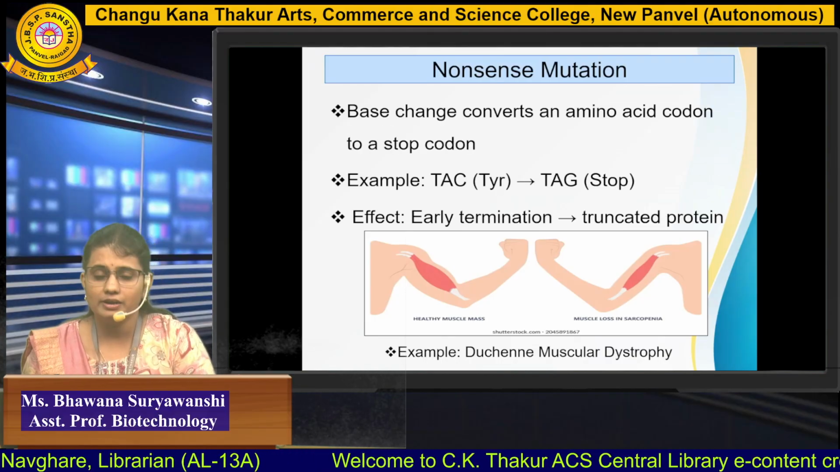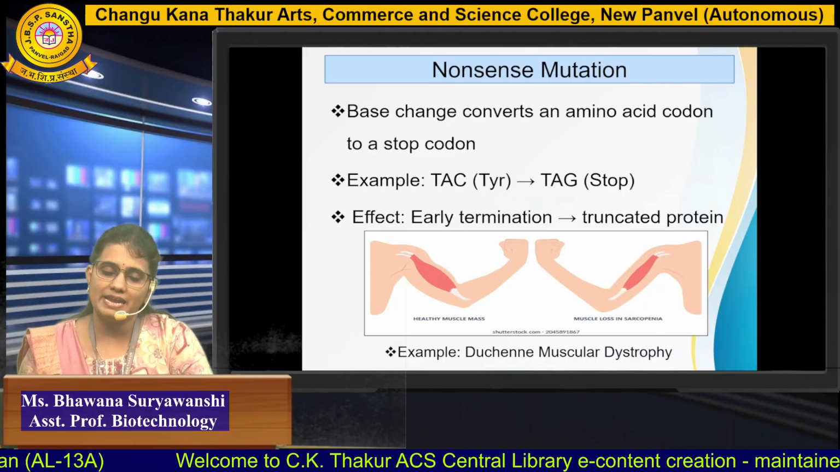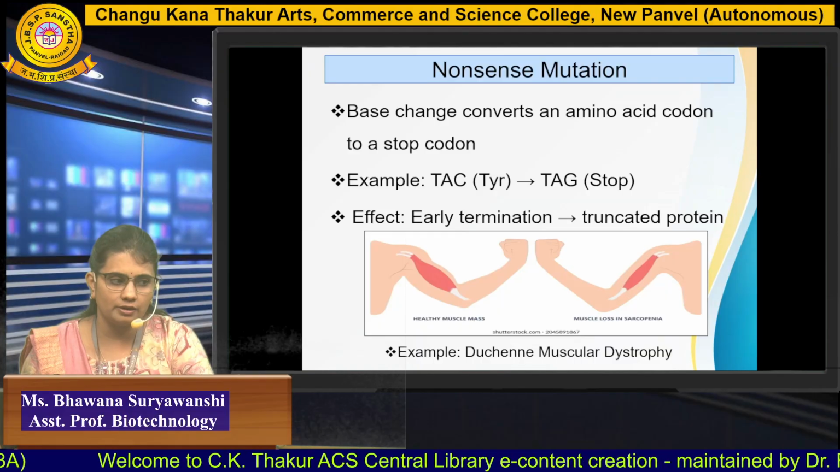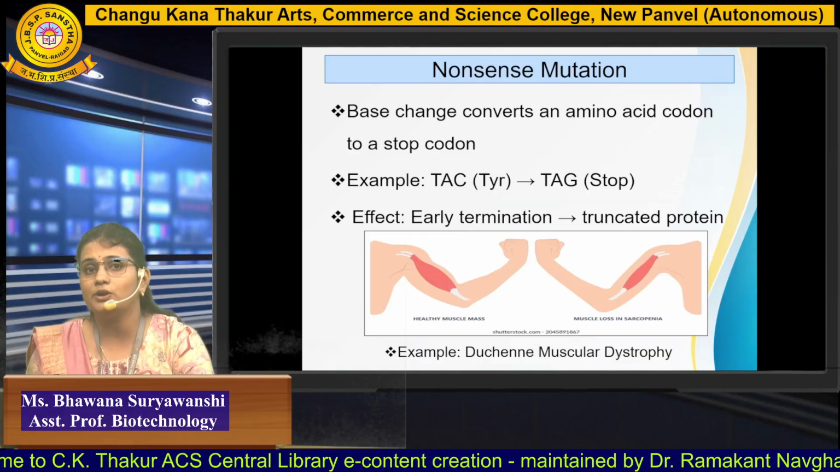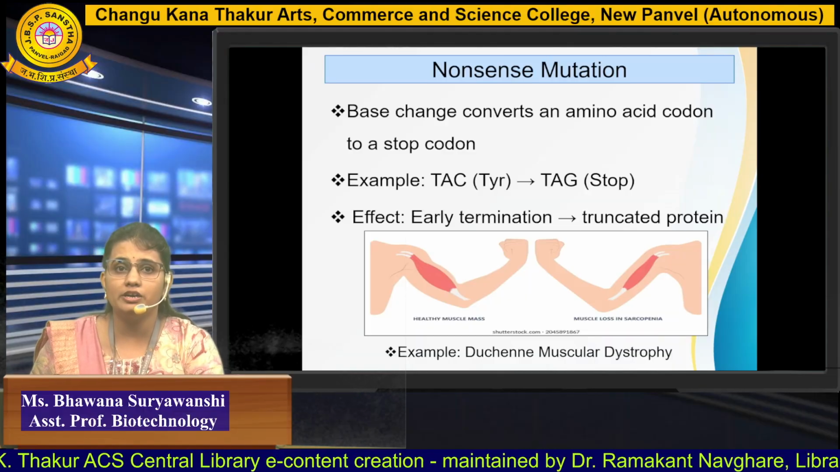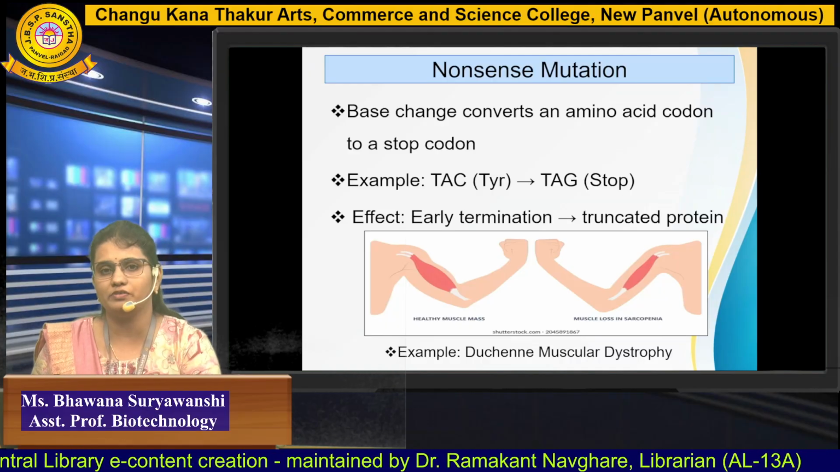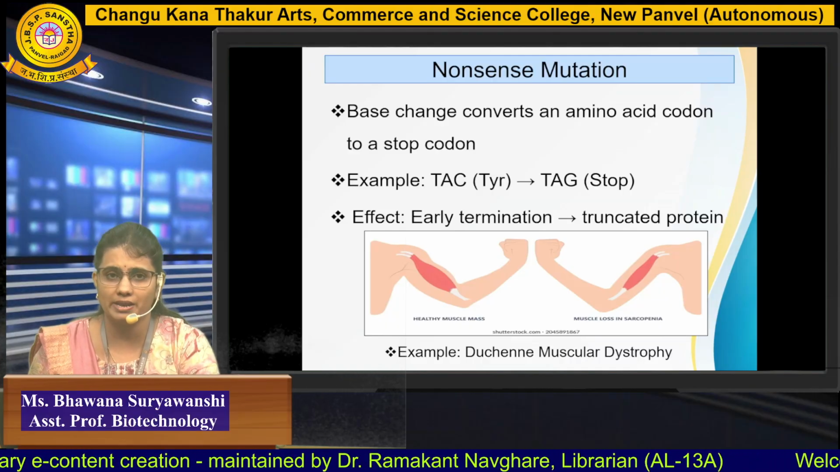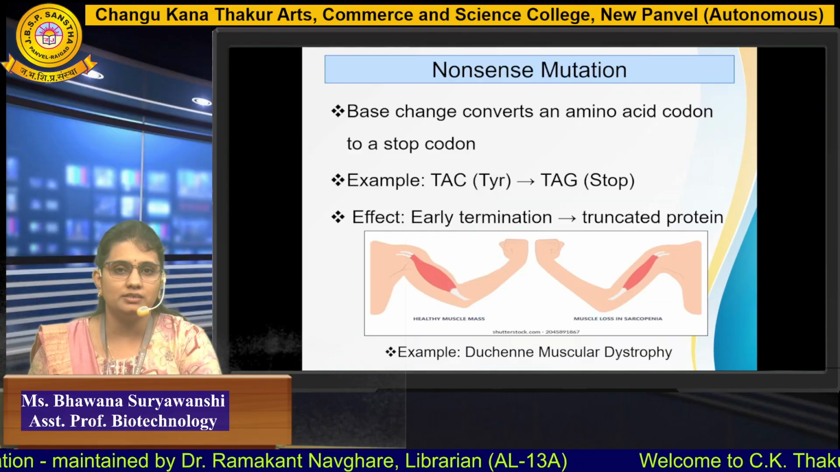Now, the third category is nonsense. Nonsense mutation means the base is again changing, but here it is not changing to some other amino acid. Instead, that amino acid is converted into a stop codon. Now we know what a stop codon is. If a stop codon is inserted into a growing polypeptide chain, it will terminate the protein synthesis.